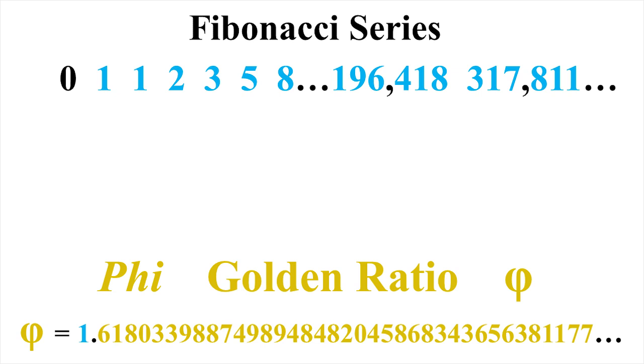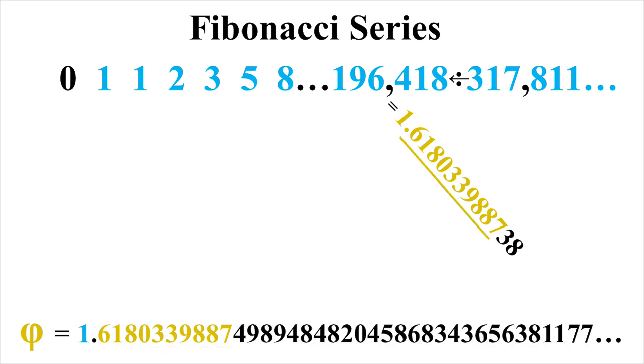And let me jump ahead to some numbers way in the future in this Fibonacci series. Here's 196,418. The next one is 317,811. And if I divide that by the previous, it comes out to 1.61803398887. And notice that is the golden ratio out to how many places? 10 or 11? I don't know. Very nice. Okay?